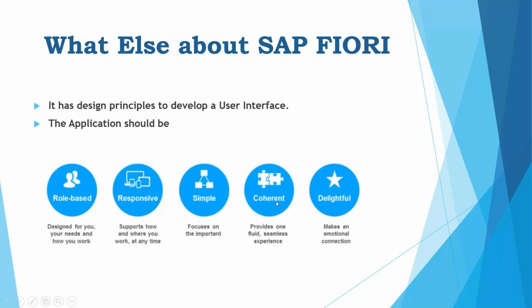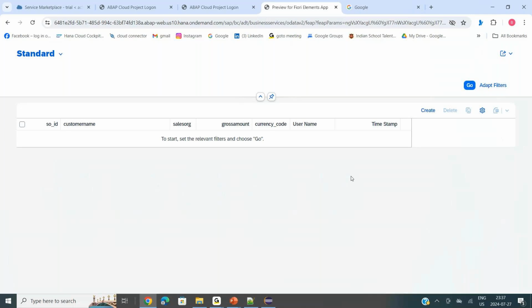Coherent, provides one fluid means you will have only one template, so the end user will not get confused creating a sales order, a purchase order, an invoice, anything. They will have only one template, so it will be easy for the end user. Delightful: you have to develop your application in such a delightful way that even the end users have an emotional connection to working on it. That is the guidelines of SAP Fiori.